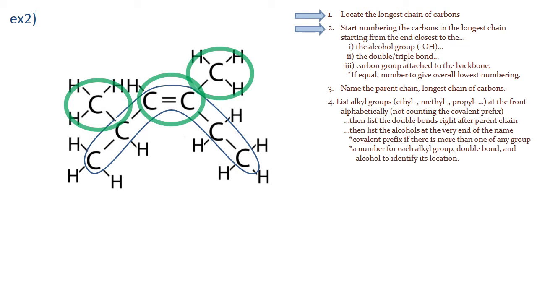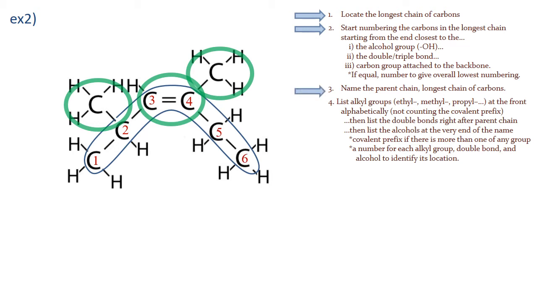So if I started counting from the left-hand side, that would be on the 3rd carbon. If I started counting from the right-hand side, it'd be on the 3rd carbon. It's a tie, so that means I move on to the end that is closest to an alkyl group. Well, the alkyl group on the left-hand side is on the 2nd carbon, and if I count from the right-hand side, this methyl group would be on the 3rd carbon. So since 2nd is smaller than 3rd, I'm going to start counting from this end, which will put the methyl group on the 2nd carbon.